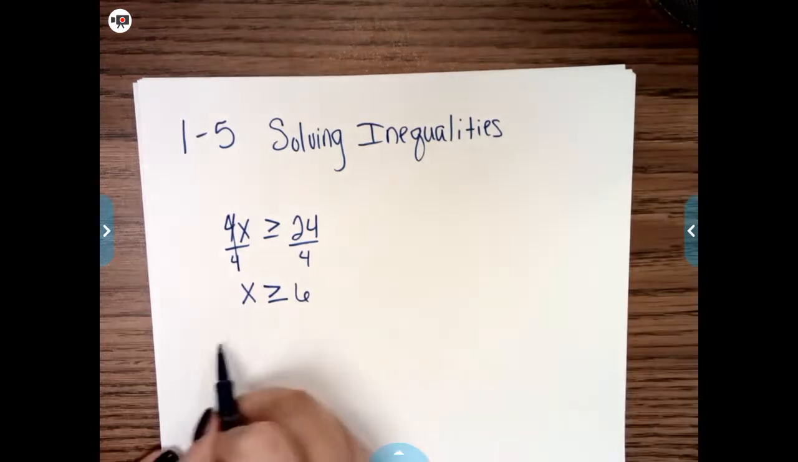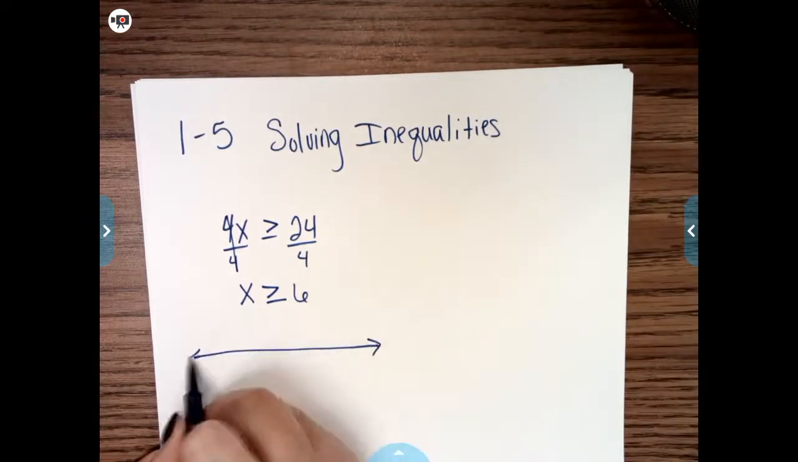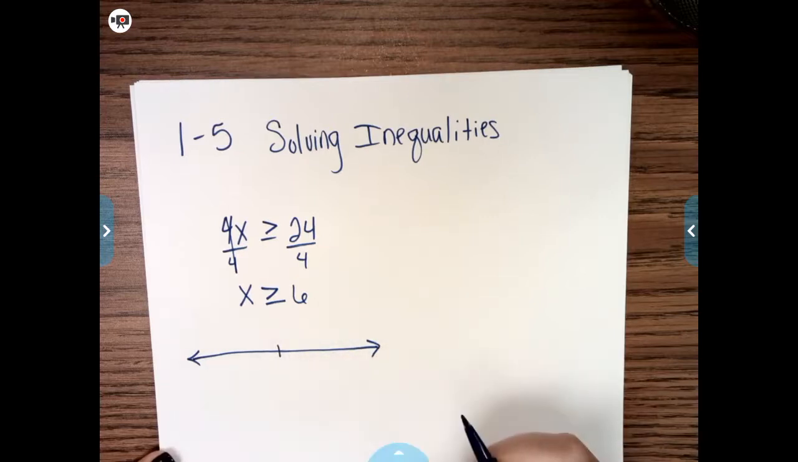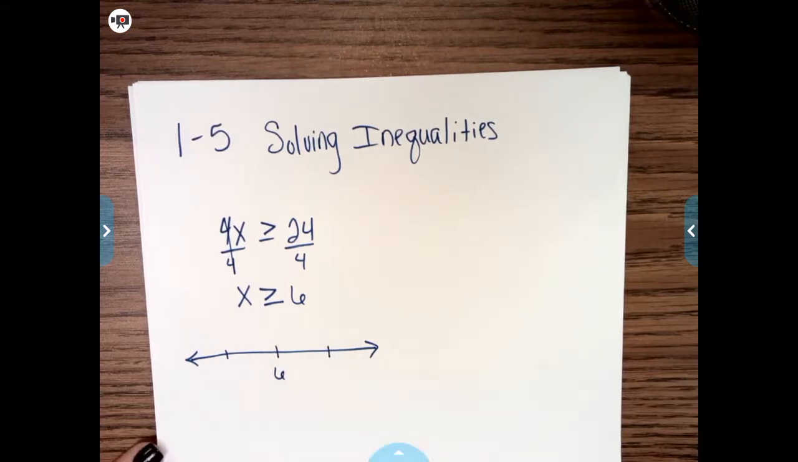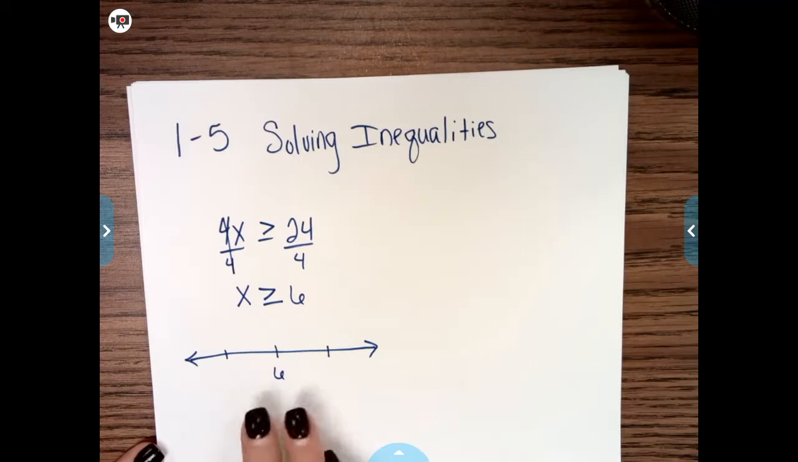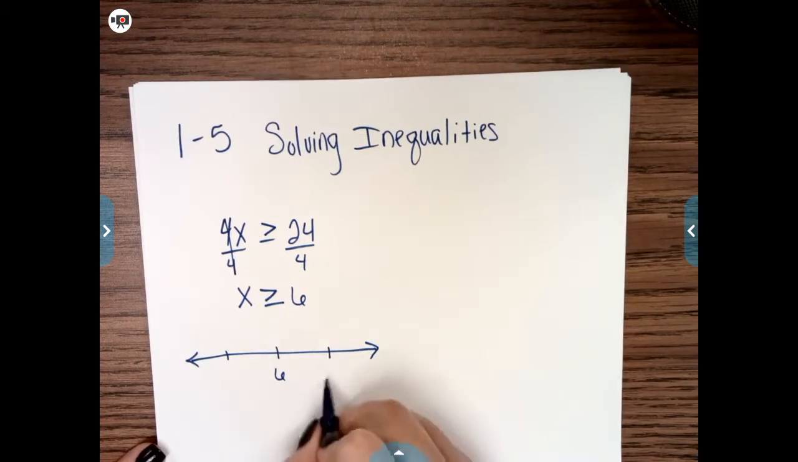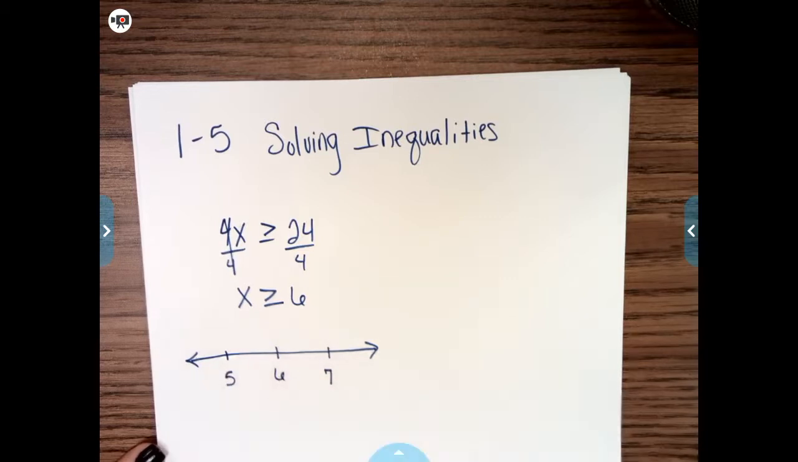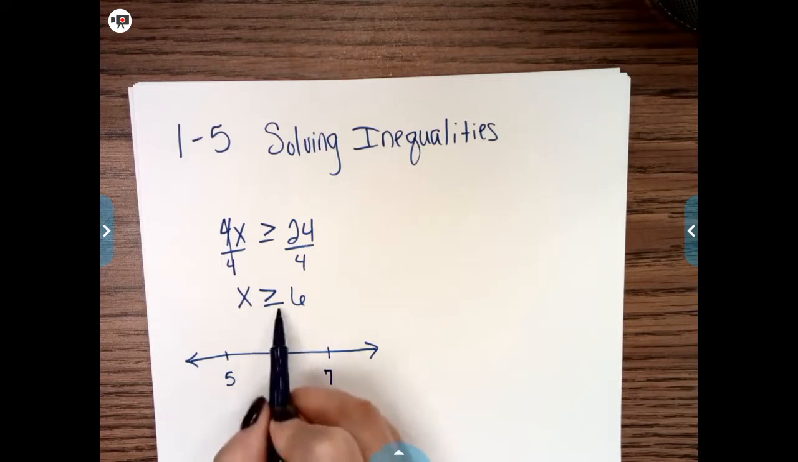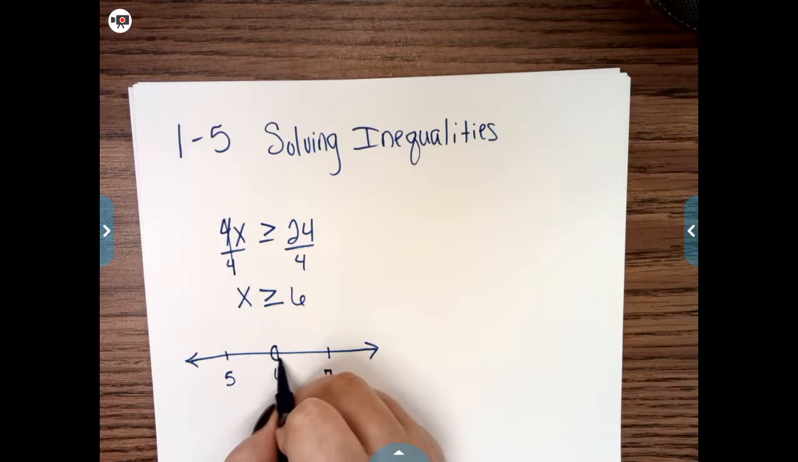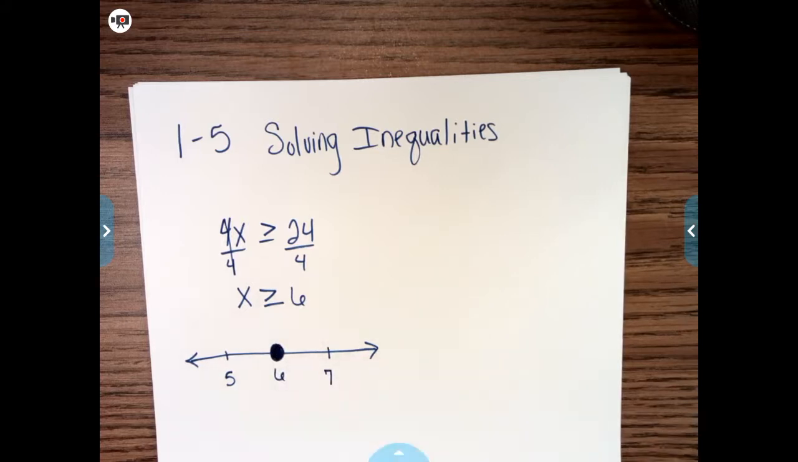Now whenever you solve inequalities, because it's a range of solutions, it's important to graph it. So when I graph, I want to show the number that was solved for. Then, so you don't have to put a bunch of numbers on there, at least show the number above 6 and the number below 6. Then when you're showing on your graph that x is greater than or equal to 6, the equal to part is important. That means 6 is included in our solution. So we shade it in to show that 6 is included.